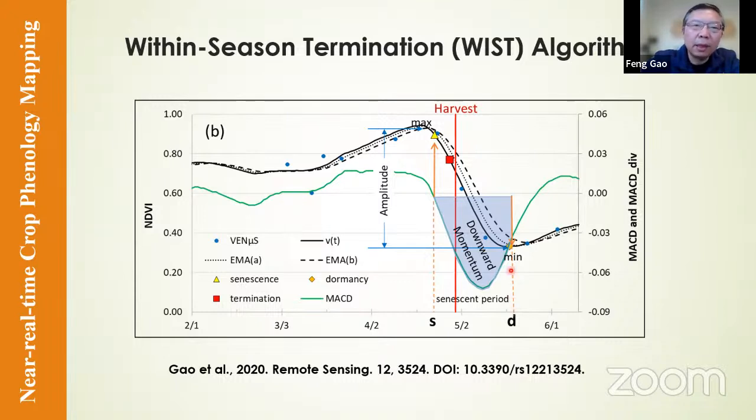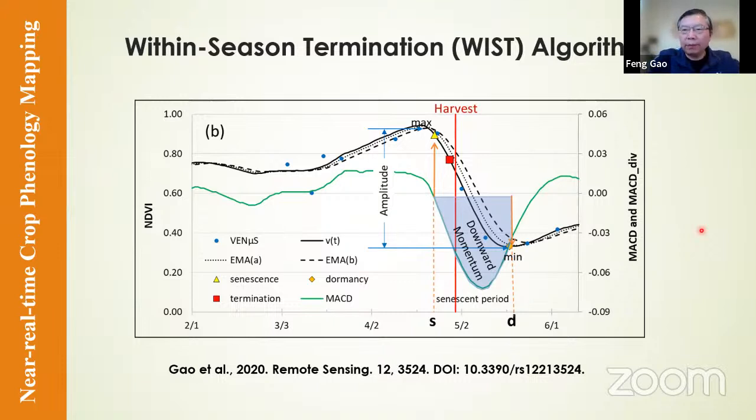And we're not only looking at the point, we're also looking at the magnitude: what's the mean value and the maximum during this decrease. That's the amplitude. We also look at the downward momentum, which is the integral value of MACD. These two indexes are included in the delivery with the detection. This is the actual harvest date, and this is our detected date. We not only provide the detected date, we also provide the confidence, the amplitude and downward momentum, together with this delivery.